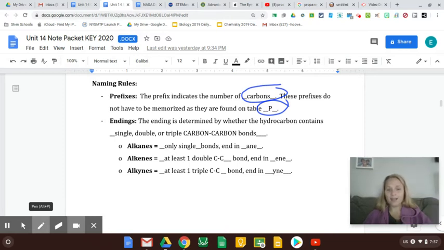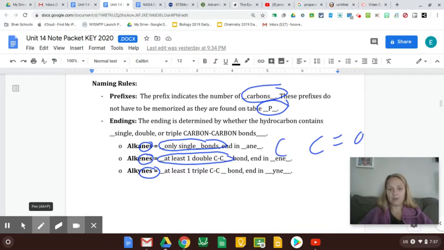And then the ending, ane, ene, or yne, comes from the bonds: ane is all single bonds, ene is at least one double bond in there somewhere, and again, it's between carbons because organic's all about carbon. So if I had a C double bonded to an O, that's not it. But if I had a C double bonded to a C, that is an alkene. That's a double bond between carbons. And then yne is a triple bond between carbons.